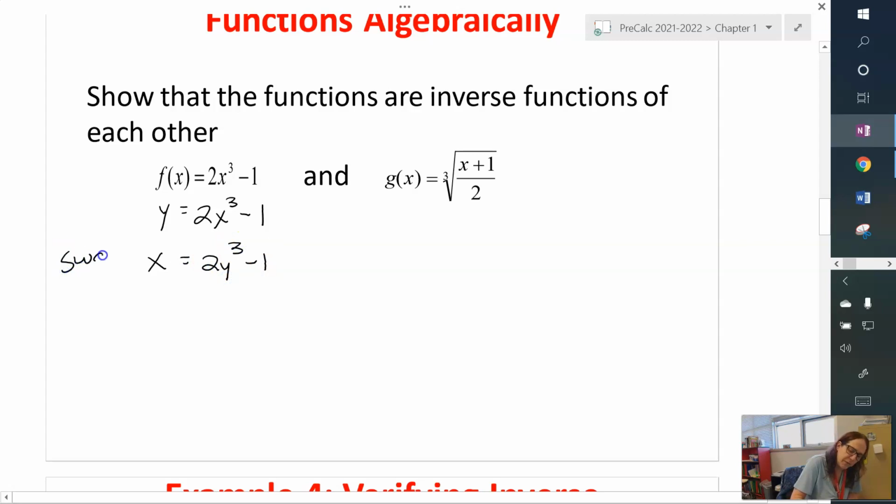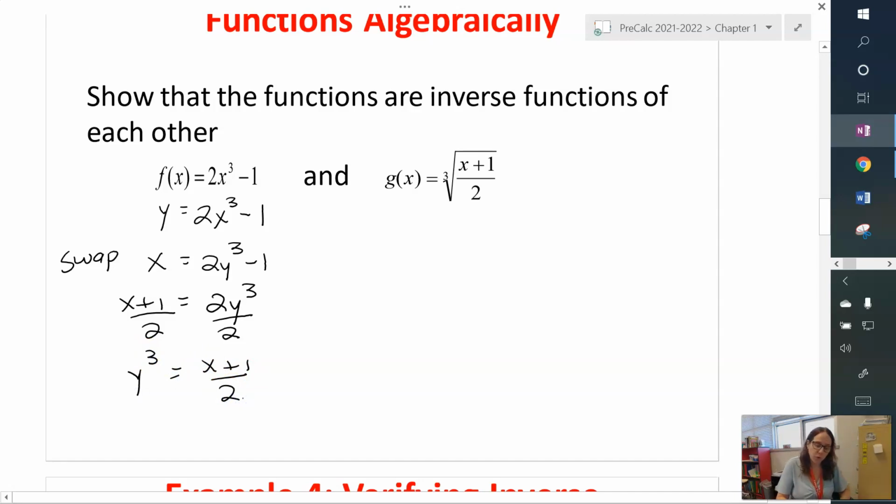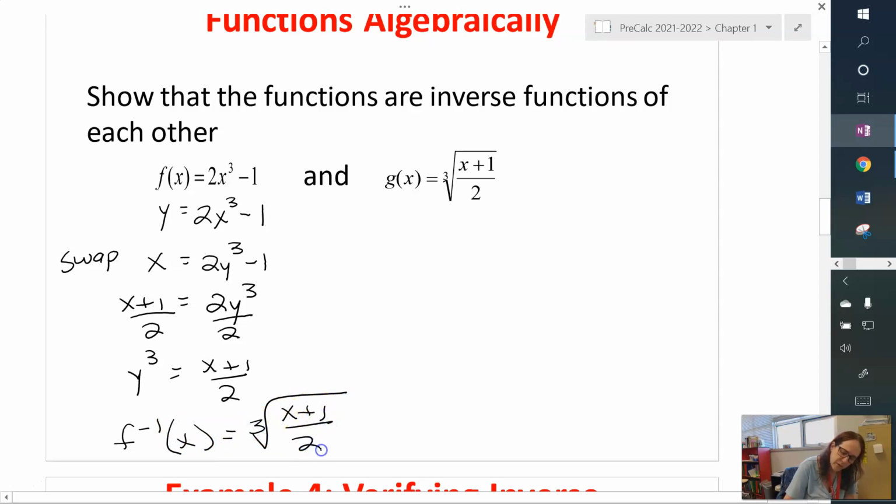So here's the swap. This happened here. Solve for y. So x plus 1 equals 2y cubed. Divide everything by 2. That gives me y cubed equals (x plus 1) over 2. Take the cube root of both sides. So now my inverse of f of x equals the cube root of (x plus 1) over 2.